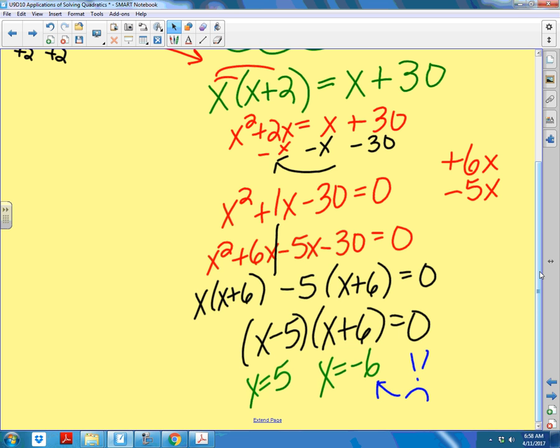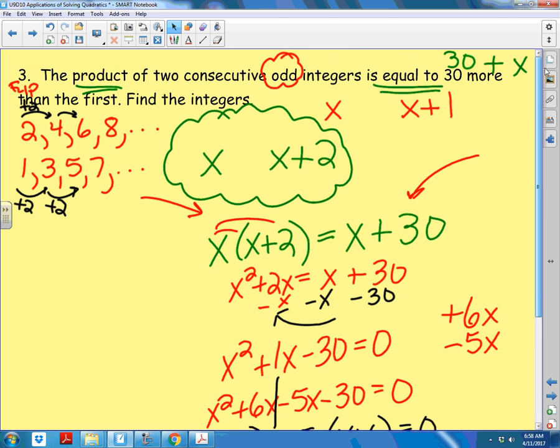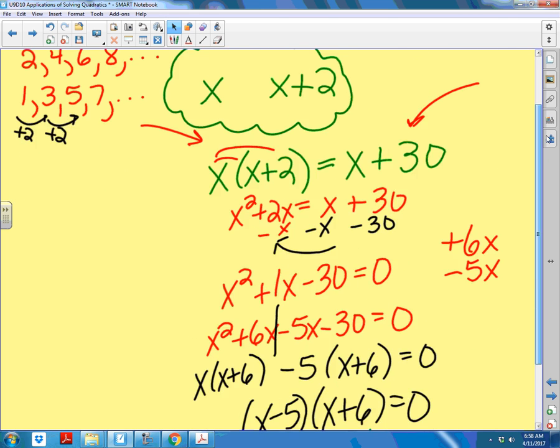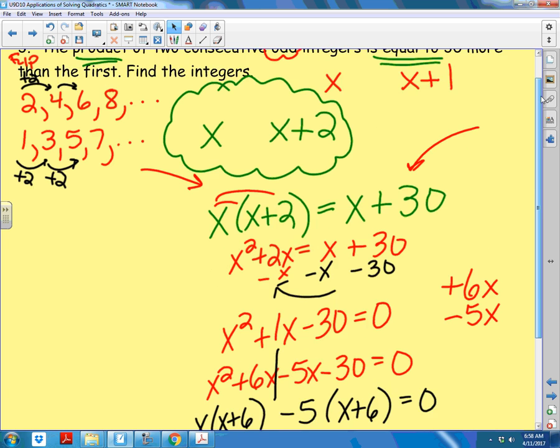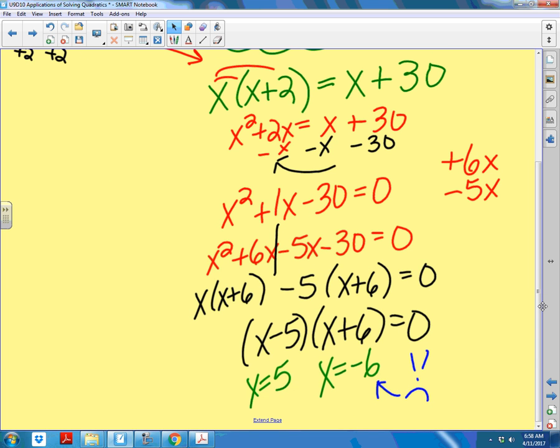Therefore, we cannot consider that to be an option. Plus, let's be honest, it's not an odd integer. Remember, at the very beginning, we knew our solutions had to be two consecutive odd integers. Well, we have 5 and negative 6. Negative 6 is out. Oh, it's actually not out because it's negative. It's out because it's even. An integer can be negative, but an odd integer cannot be even. Therefore, 5 is our option.